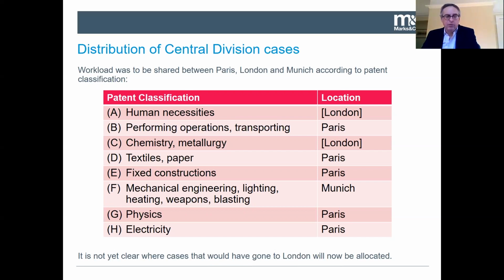And so, as I said before, there's a very big question mark as to who will be hearing those cases in the future. We can see that Class F, which involves mechanical engineering and is very important for the automotive sector, those cases will go to Munich, and all other categories, including classes G and H, and therefore very important for telecommunications cases, would be heard in the Paris branch of the central division.